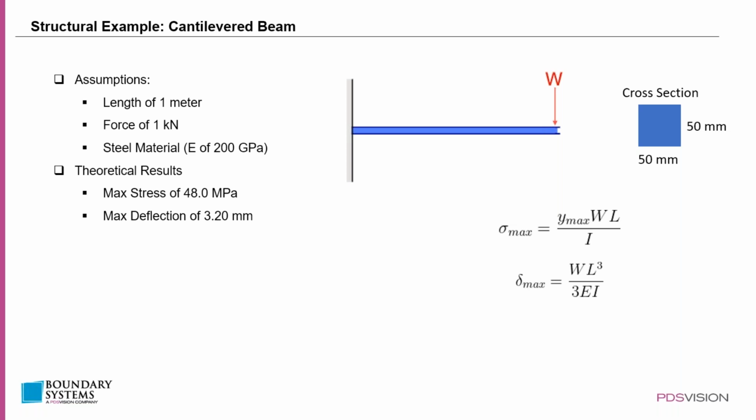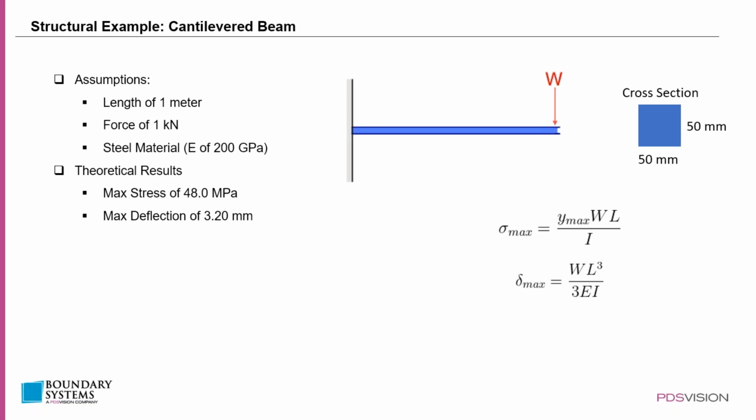So that beam represented in blue, we can see a cross section of that on the right side. This is just going to be a perfectly square beam that's 50 millimeters by 50 millimeters. We're assuming this is steel, and we're applying 1 kilonewton of force on the end of that beam. The beam is 1 meter long, and with all of those assumptions, we're able to calculate what the stress and deflection of this beam is going to be.